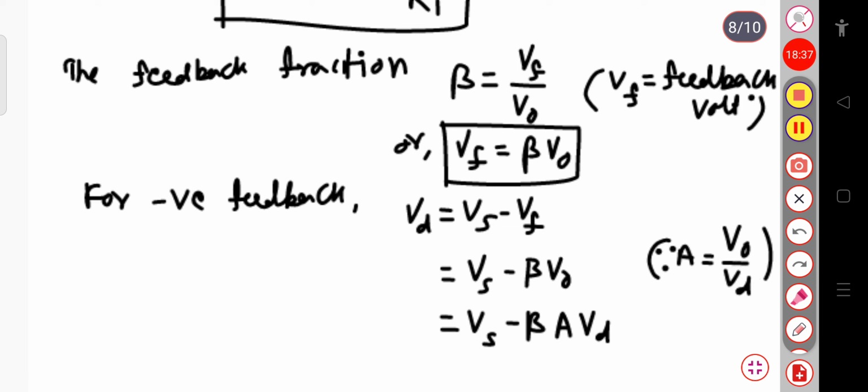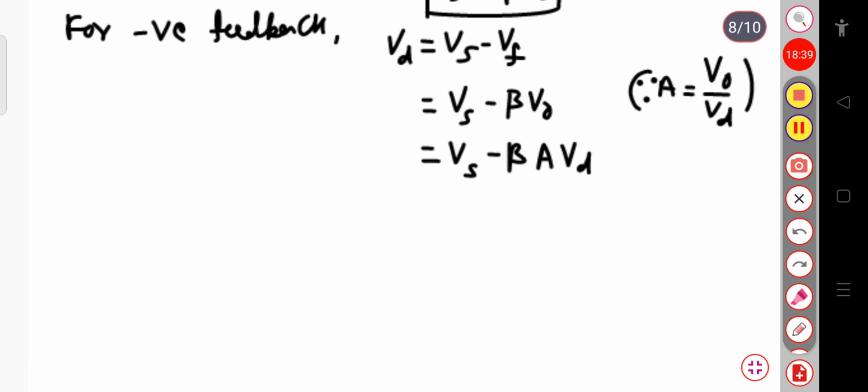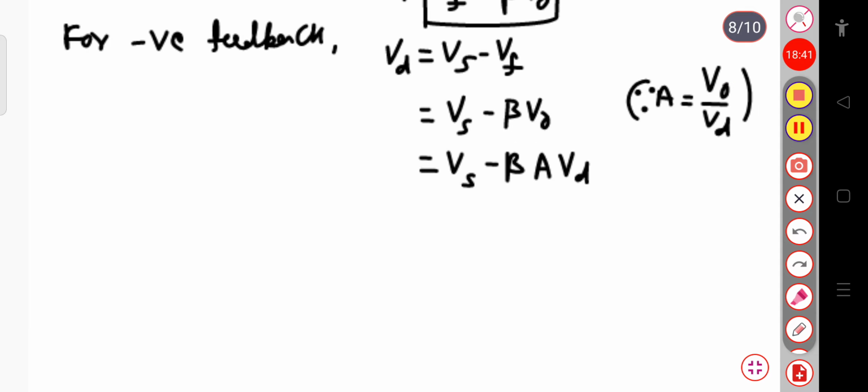And again, if I consider this, let us take this Vd term to the left-hand side. I can directly write, taking Vd common, 1 plus beta A, which will be equal to Vs.